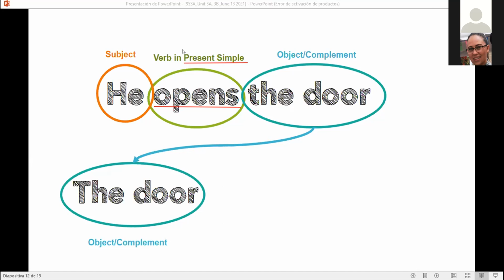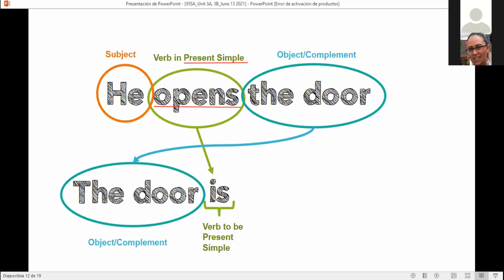Is. Is, ¿no es cierto? En este caso. Porque si vemos un poquito más allá, estábamos hablando de he, ¿no? Entonces vamos a utilizar el verbo to be is. En este caso, the door is. Vamos a ver. Aquí tenemos el verbo to be. Y está conjugado, miren, en el mismo tiempo que el verbo opens, ¿no? En presente simple.